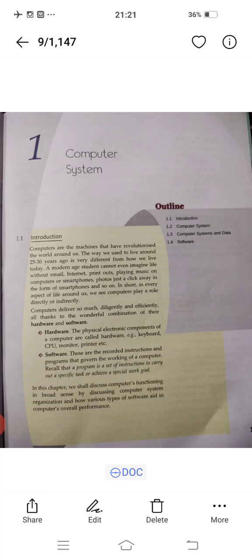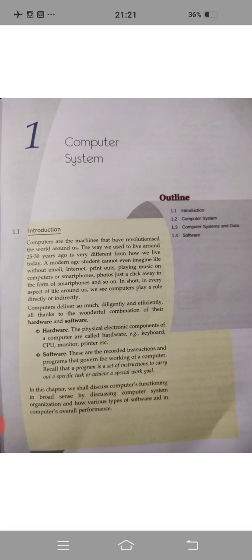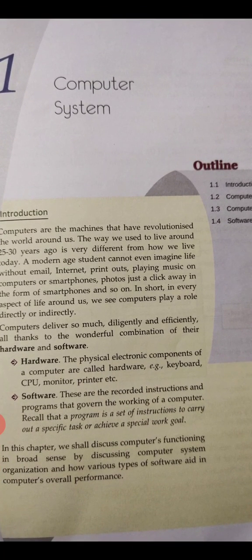You all may have heard these terms, but let's discuss exactly what they are. Hardware is nothing but the physical components that can be touched. Means tangible components of a computer are called hardware, like keyboard, CPU, mouse, monitor, printer, then webcam. All these are hardware, because these things we can touch.